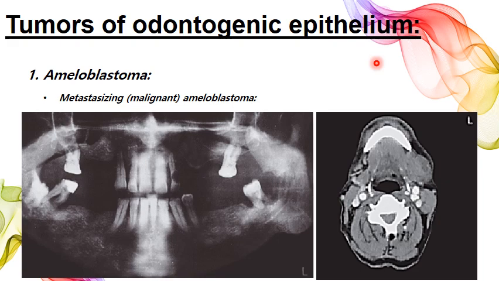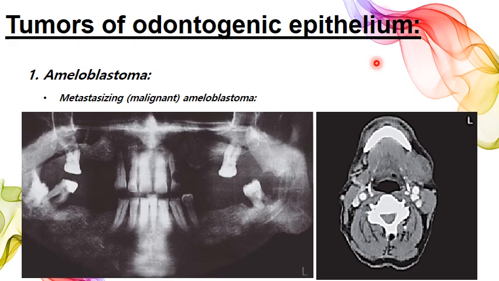We have benign ameloblastoma. We do curettage or enucleation and it recurs. We do another enucleation and it recurs multiple times. It will lead to the development of malignant ameloblastoma and it will metastasize, which means we will find the ameloblastic tissue inside the lung, mostly in about 85% of the cases, and sometimes we see metastasis into the bone marrow or to the brain.